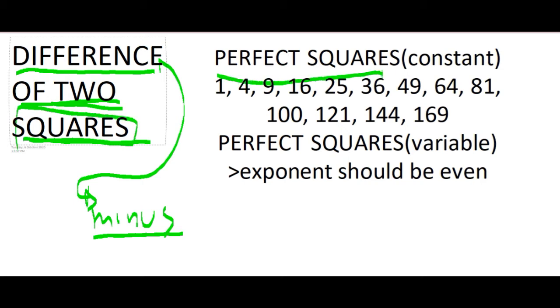So, paano natin malalaman yung mga perfect squares? Sa numbers, ito yung mga perfect squares na kadalasan ginagamit. So, 1, 4, 9, 16, 25, 36, and so on and so forth. Nababasa nyo naman. Hindi ko na kailangang sabihin pa.